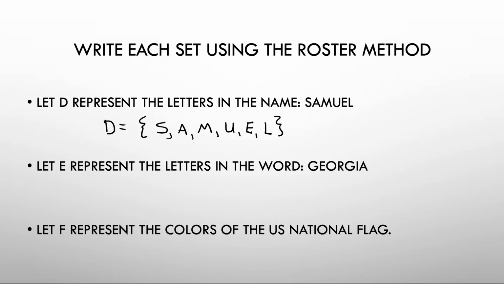For our next one, we want E to represent the letters in the word Georgia. So we have G, we have E, O, R. Now, one thing to remember in terms of sets is that we never duplicate the elements. So I already have G listed, so I'm not going to list it again. The next unique element would be I, and then we would have A.